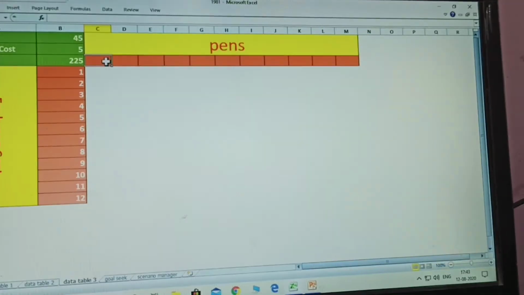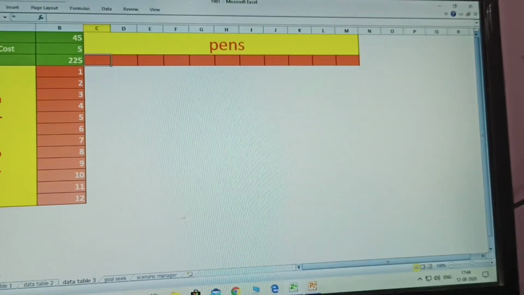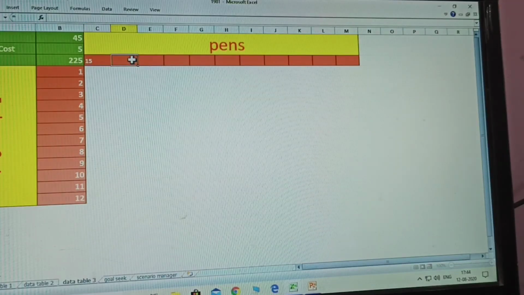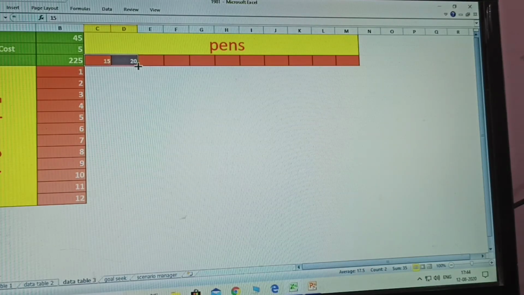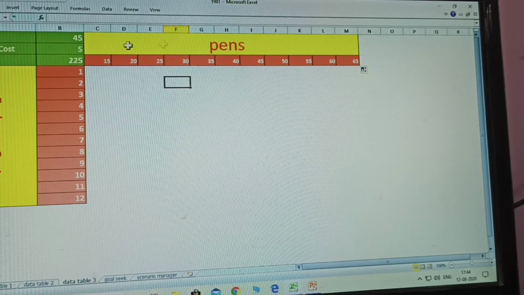Now these are all amounts, these are all the rates. Each pen costs this. These are all pens. How many pens did you take? I have given 15 and 20 here. After selecting both cells, drag the fill handle. These are all the pens. These are all each pen's cost: 1 rupee, 2 rupees, 3 rupees, 4 rupees, 10 rupees, 12 rupees pens. Different pen costs are there.